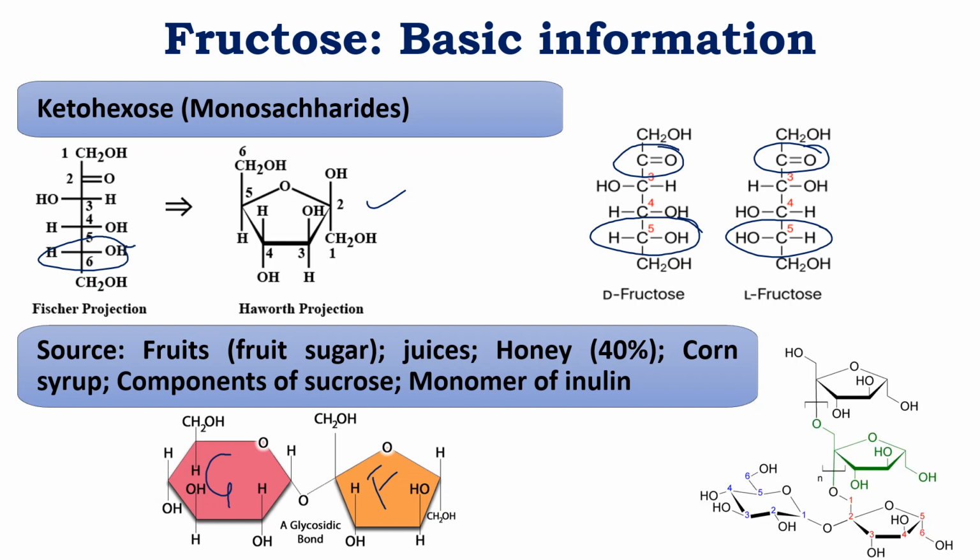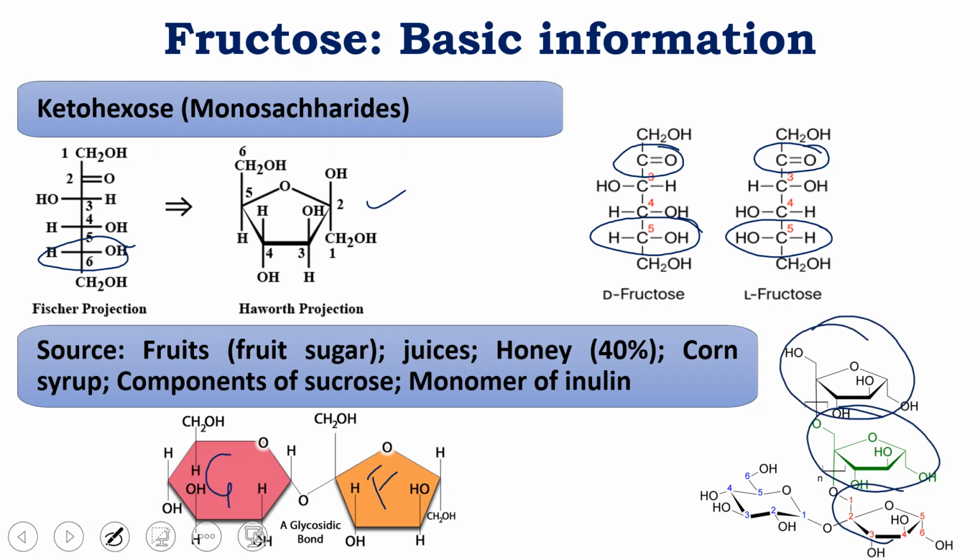Inulin is a homopolysaccharide normally present in plants. It is a plant polysaccharide composed of only fructose. You can see this is one fructose component, this is another fructose monomer, and this is a third fructose. So it is composed of only fructose, a homopolysaccharide of fructose.